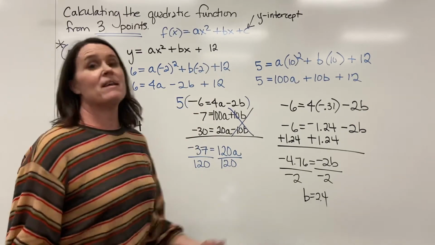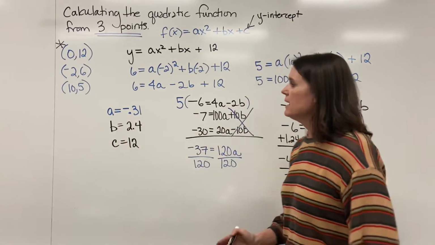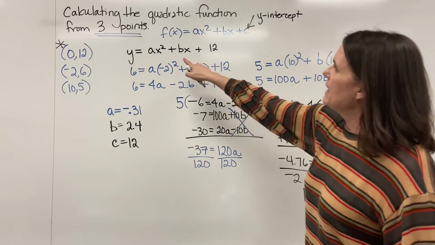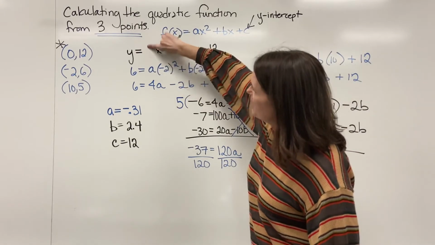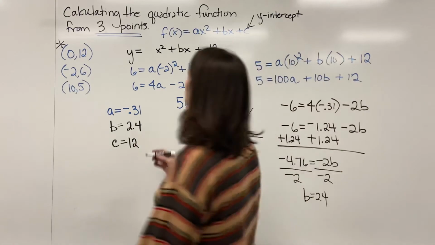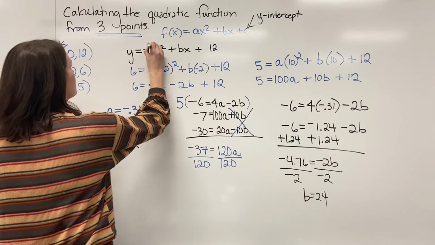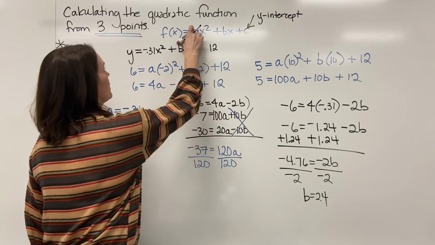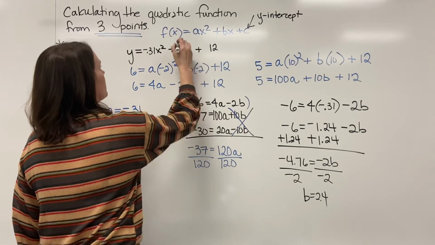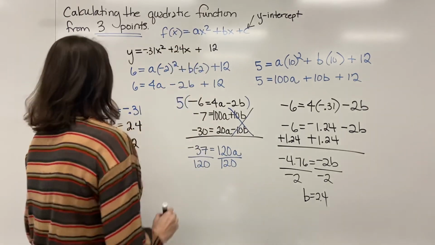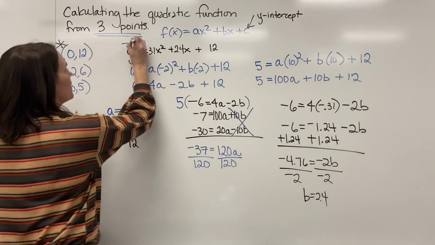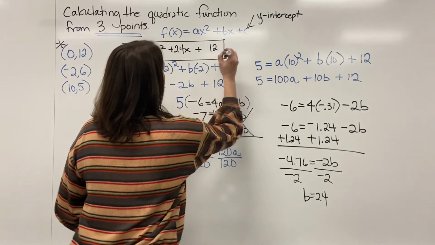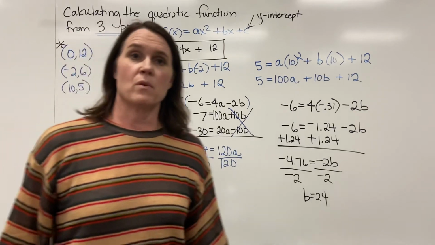I now have A, B, and C, and I did it algebraically. So I can write the standard equation for my function, y equals, or f of x equals, either one, -0.31x squared plus 2.4x plus 12. So here is my estimated equation in standard form for my parabola.